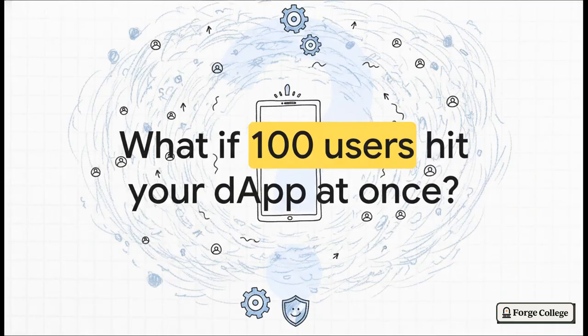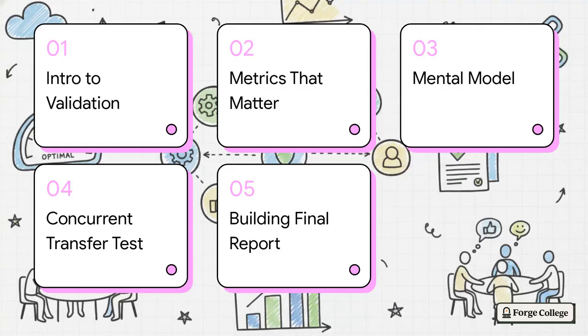Right, because it's one thing for your code to work beautifully in a quiet, lonely simulator where it's the only thing running. It's a completely different story out in the wild. We need to see how your smart contract handles heavy traffic without breaking a sweat. It's kind of like the difference between a polite queue and a chaotic Black Friday sale. If your dApp buckles the second a crowd shows up, all those passing tests you wrote won't really mean much to your actual users. So here's our game plan for today.